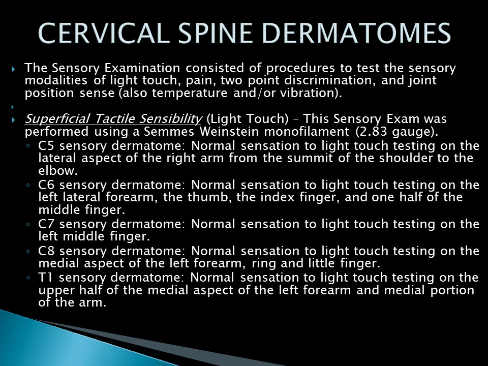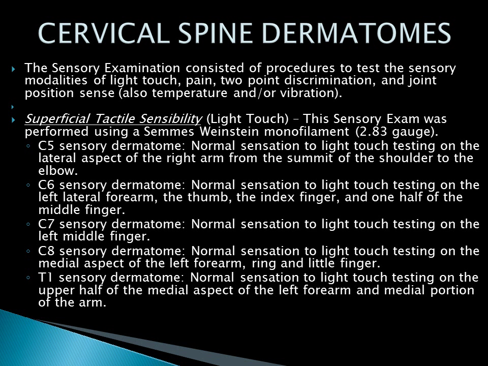So with testing for light touch, we're going to start by using the smallest of the Semmes-Weinstein monofilaments. That's the 2.83 gauge monofilament. And for testing C5, we're going to test on the lateral aspect of the arm from the summit of the shoulder to the elbow. This is what the AMA Guides refers to as the C5 autonomous zone.